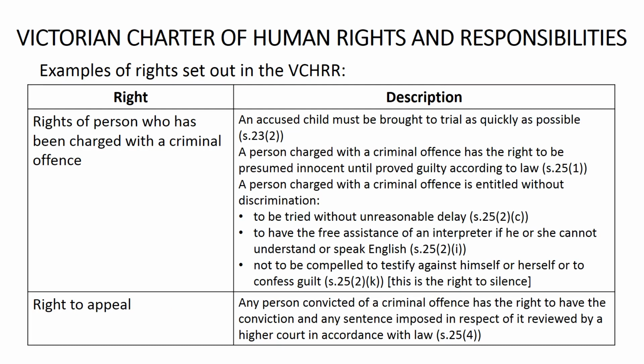The fifth set of rights are the rights of people who have been charged with a criminal offence. Now, there are a number of these rights. The two which are most important for Year 12 are firstly that an accused child has the right to be brought to trial as quickly as possible, and secondly that an adult who's been charged with a criminal offence is entitled to be tried without unreasonable delay.